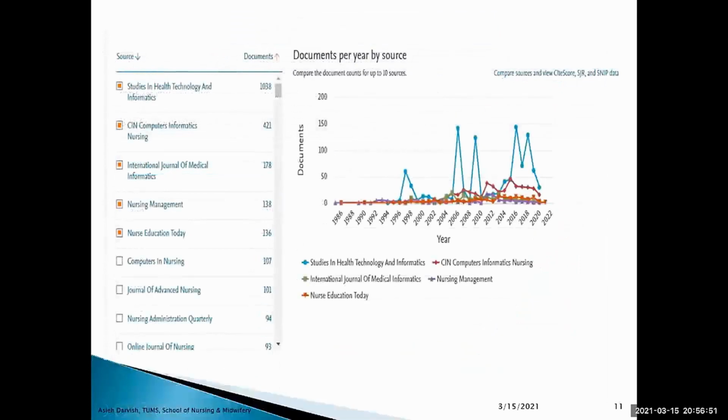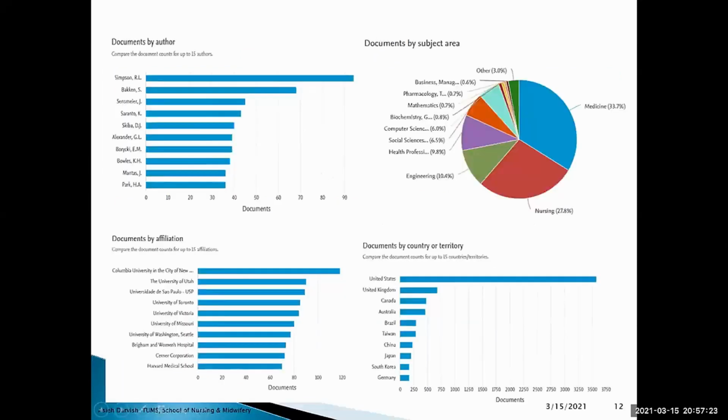In Scopus, we want to see the top journals. It's so easy. If you search nursing informatics there, you will see which journals are the top. The most articles of nursing informatics are published in Studies in Health Technology and Informatics, and Computers, Informatics, Nursing (CIN), as you see here. And you can also see documents by author, so you can see the top authors, documents by affiliation, and also countries.